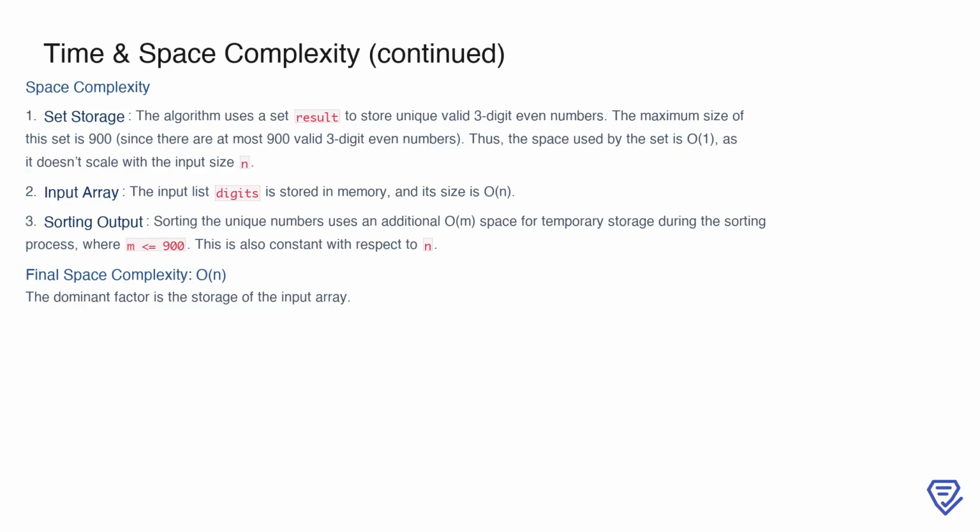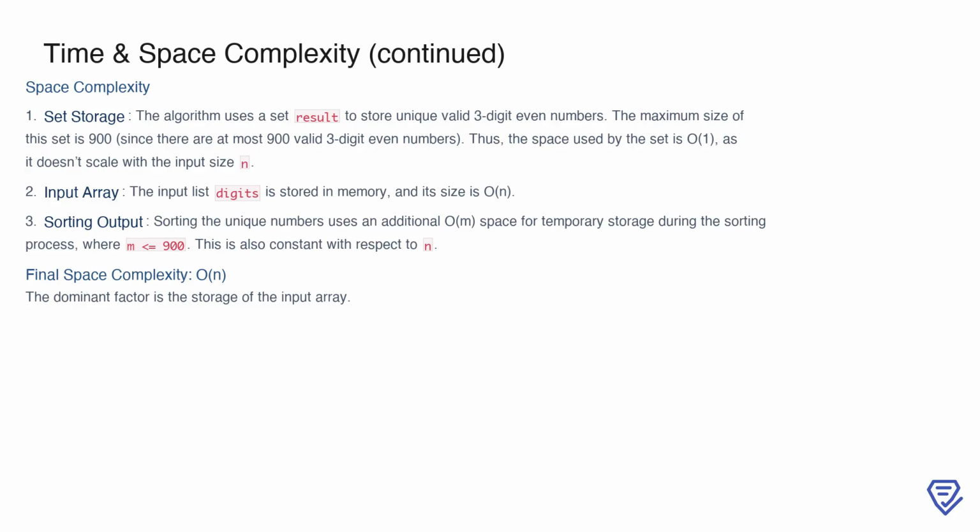The space complexity of the algorithm is determined by the structures used to store data during execution. The set result is used to store unique valid 3-digit even numbers. Since the maximum number of such numbers is 900, the space required by the set is constant and does not scale with the size of the input, making it O(1).